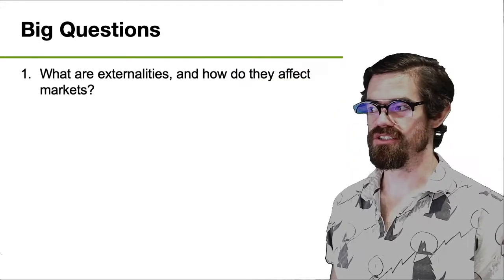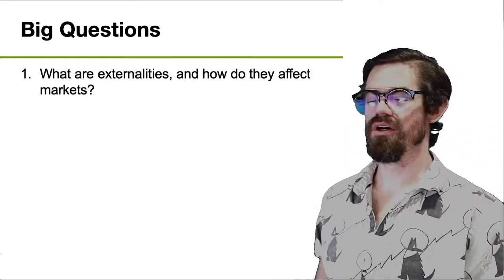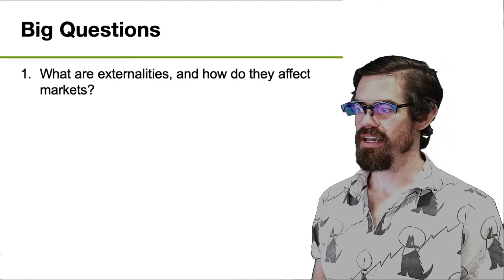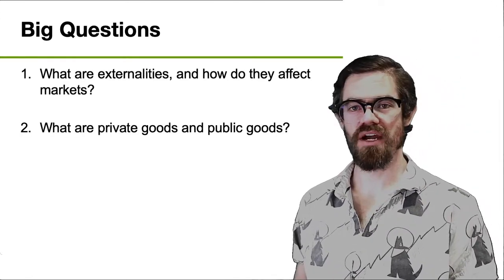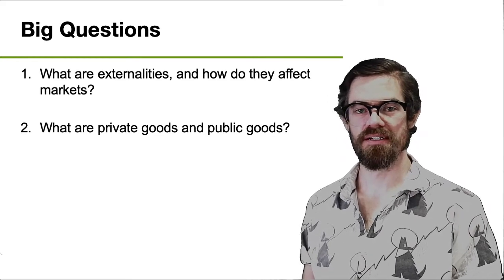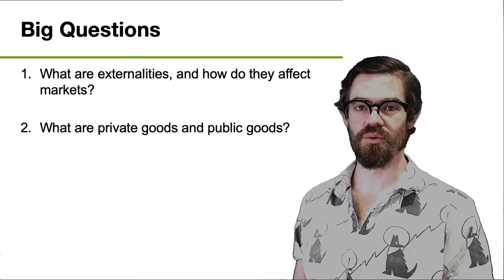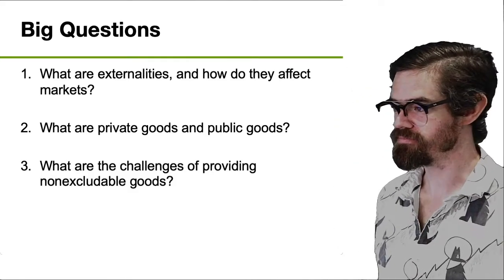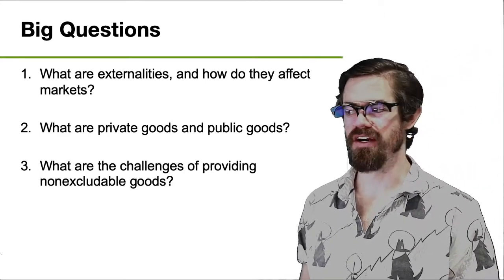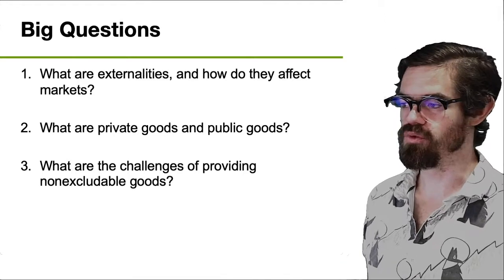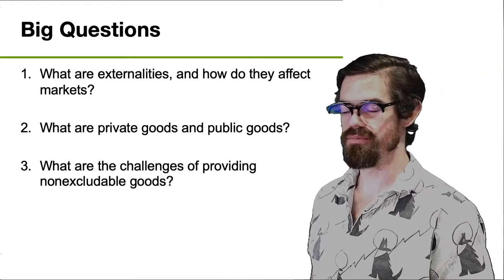So what are our big questions for this chapter? Number one, what are externalities, and how do they affect markets? What are private goods and what are public goods? That's really at the heart of what we're going to be touching on in this chapter. And also, what are some of the challenges in providing non-excludable goods? We'll learn what non-excludable means.